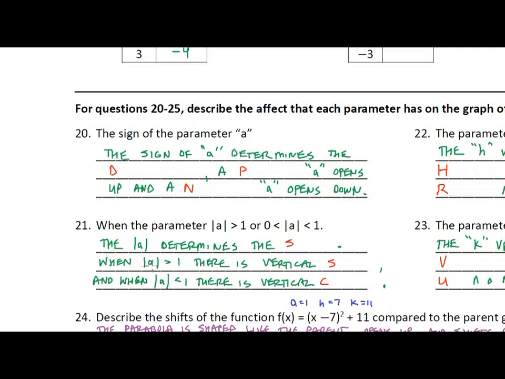When the absolute value of A is greater than 1, there is a vertical stretch. When the absolute value of A is less than 1, there is a vertical compression. So stretch when absolute value of A is greater than 1, compression when the absolute value of A is less than 1, and of course when the absolute value of A is equal to 1, it's neither one of those. It's just the parent function, so it doesn't change the shape of the graph.